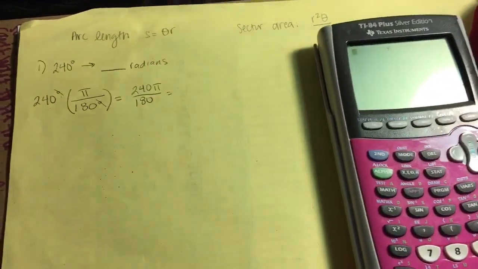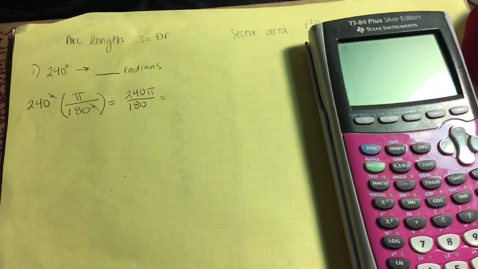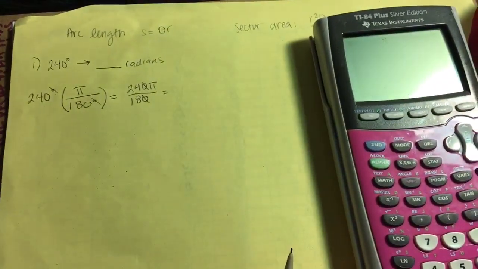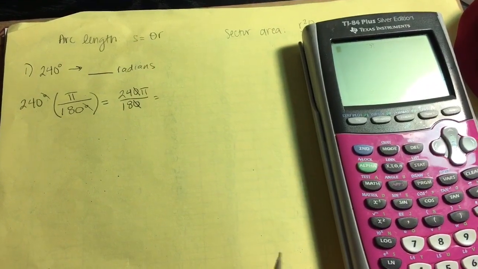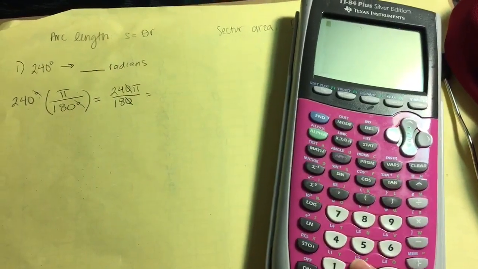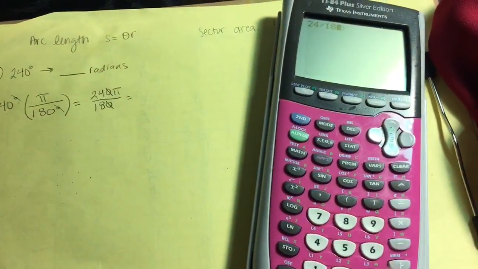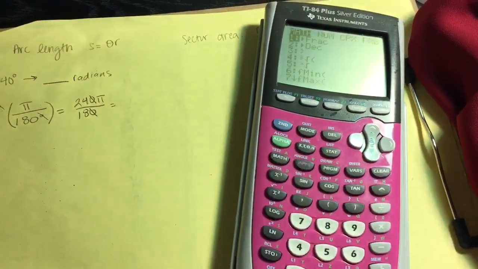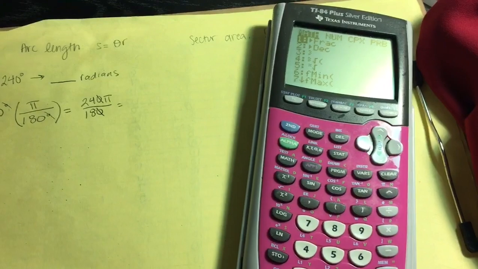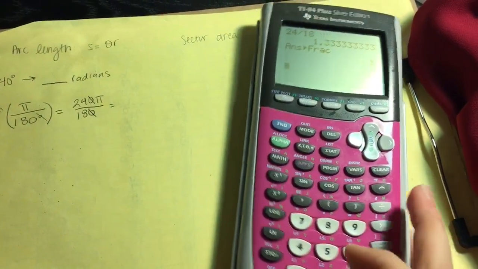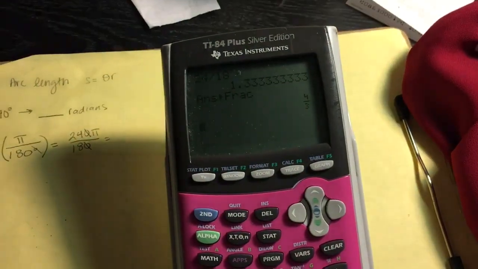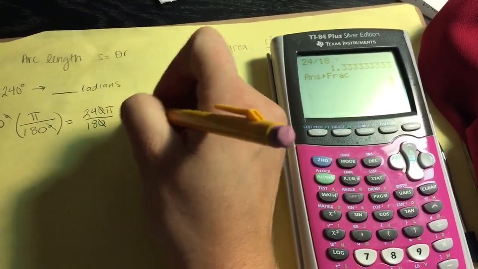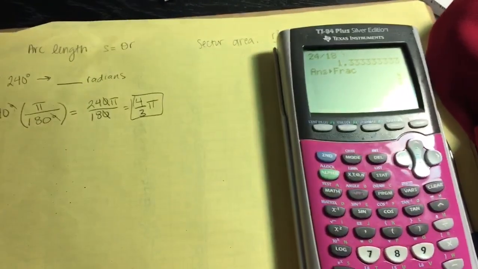But that seems like a pretty improper fraction, so we're going to try and simplify it. I notice that there's a 0 on top and a 0 on bottom, so now I have 24 over 18. To check that, let's do 24 divided by 18, and I get 1.3333. So I'm going to click Math, Fraction, number 1, Enter, Enter, and it tells me it's 4/3. So that simplifies to 4/3, and I still have my pi.